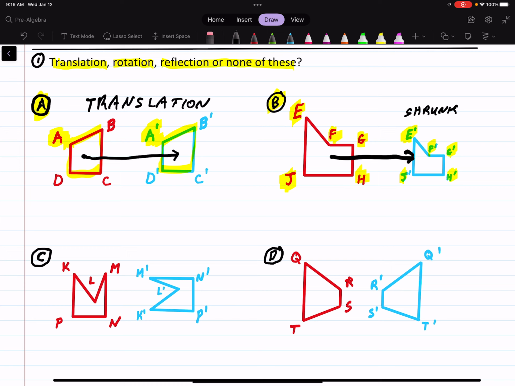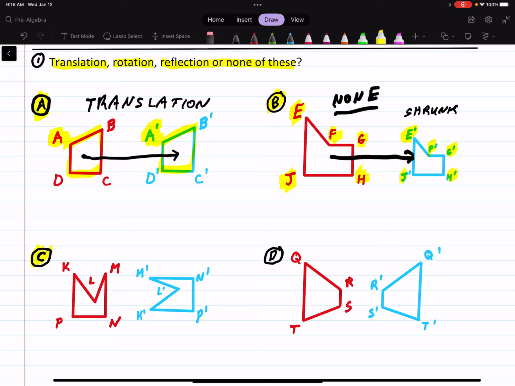Okay, we haven't rotated it, it didn't spin around at all. We didn't reflect it. It's not a mirror image. But we did move it straight across, but we also made it smaller. So this ends up being none of these types of transformations that we're talking about. Later on, you'll learn that that's called a dilation, whenever you move something and make it littler. But for today's lesson, this is not one of the items we're talking about.